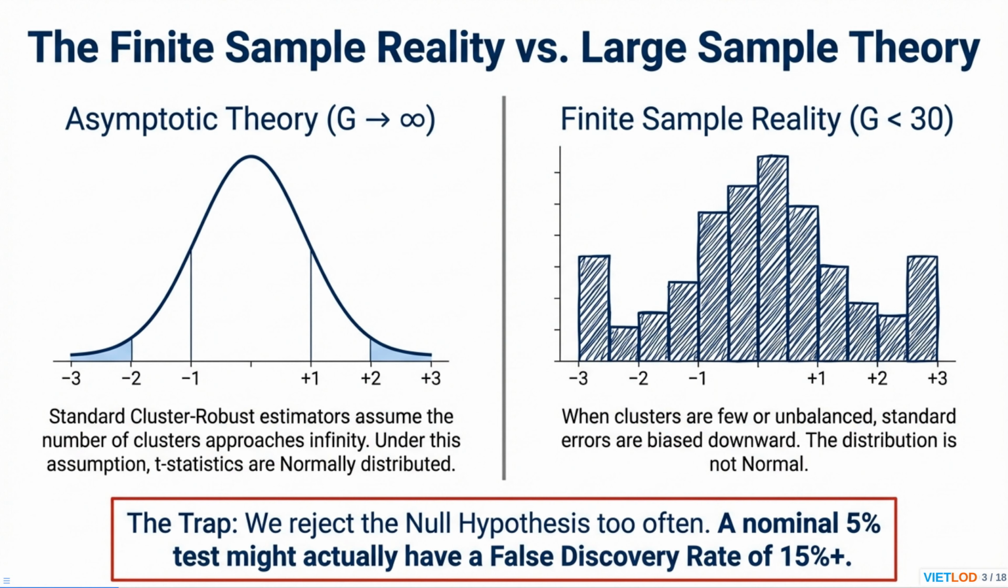In such scenarios, the distribution of our t-statistics is no longer normal, as depicted by the jagged histogram on the right. The critical issue with having few or unbalanced clusters is that our standard errors become systematically biased downward. This leads to inflated t-statistics and causes us to reject the null hypothesis far too often. This is the trap. A nominal 5% test might actually result in a false discovery rate of 15% or even higher. For example, if you're studying policy effects across 25 different countries, treating these 25 units as an infinite sample would likely lead you to mistakenly identify effects that aren't truly there.